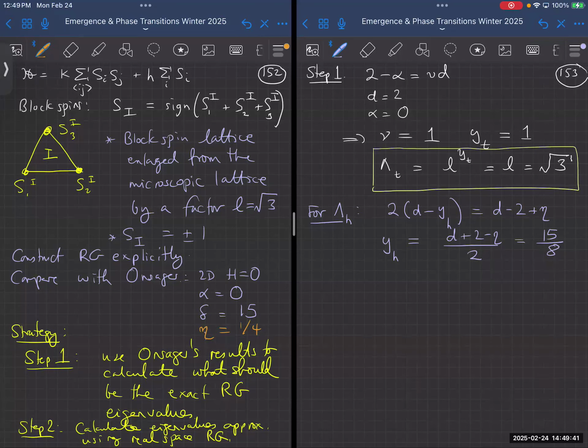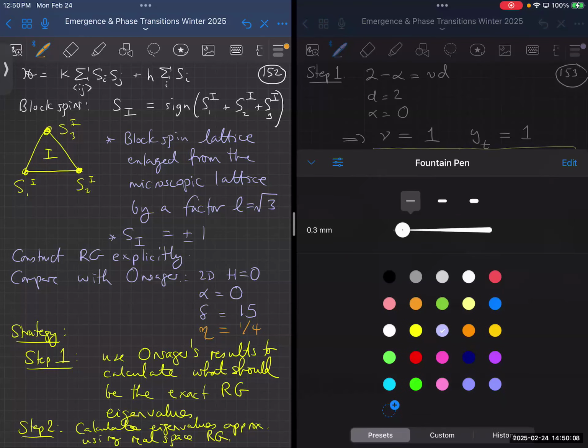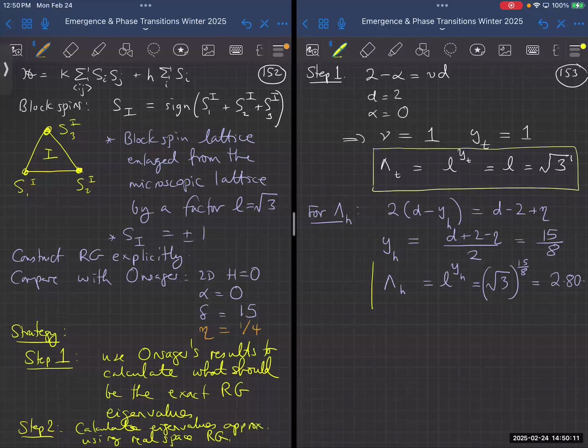And then the critical exponent, well, not the critical exponent, the renormalization group eigenvalue is then L to the power y sub h, but L is the square root of 3. So this is the square root of 3 to the power 15 over 8. And when you calculate that, you get a number that's about 2.80... So that is the result. That if all of this works, when we do the renormalization group, we should get a value that's the value that we would expect to get.